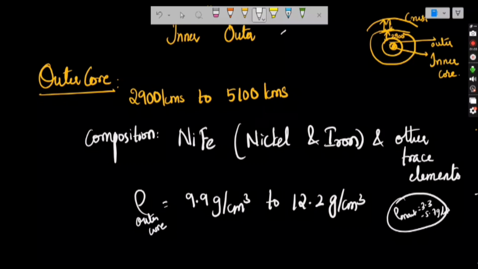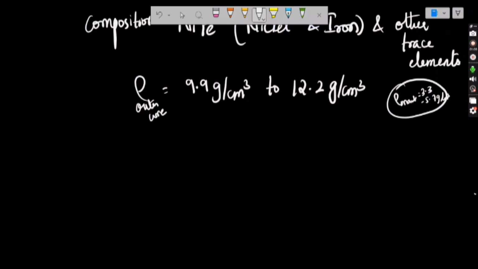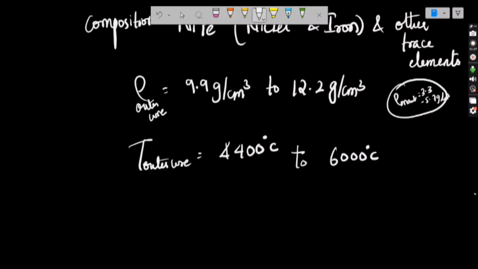So when there is a very huge jump, we can also see that the temperature was 4000 degrees Celsius at the mantle core boundary. So the temperature at the outer core will be 4400 degrees Celsius, and in the inner core, the temperature will be 6000 degrees Celsius.